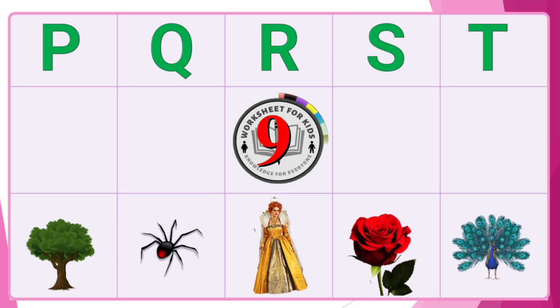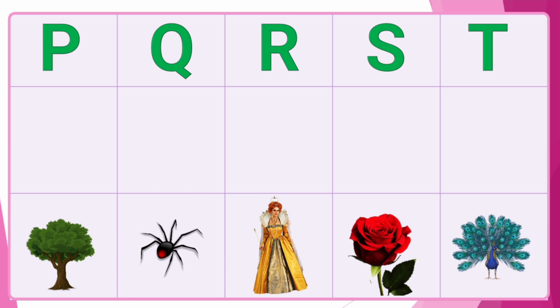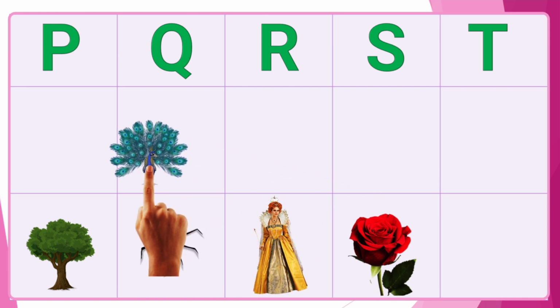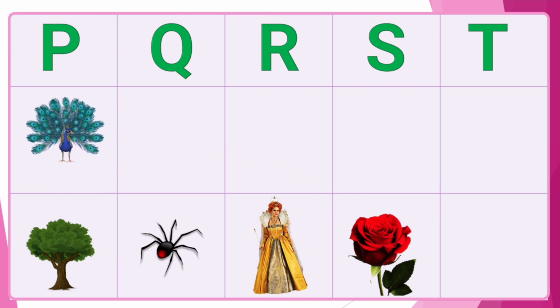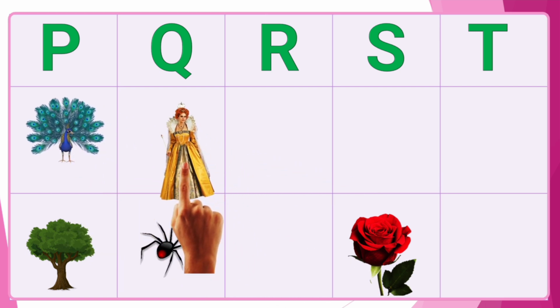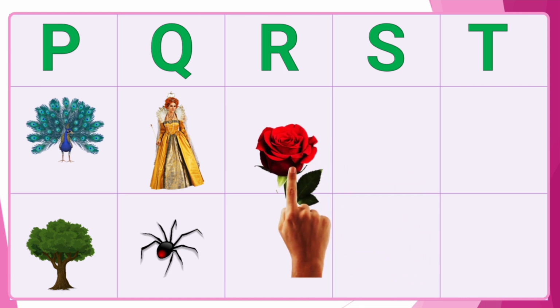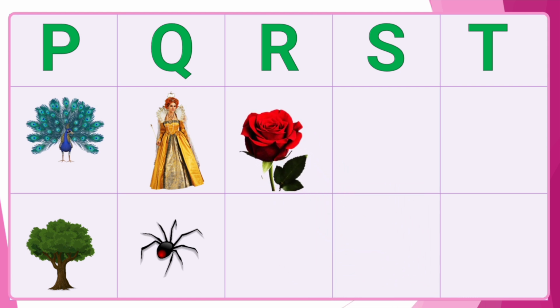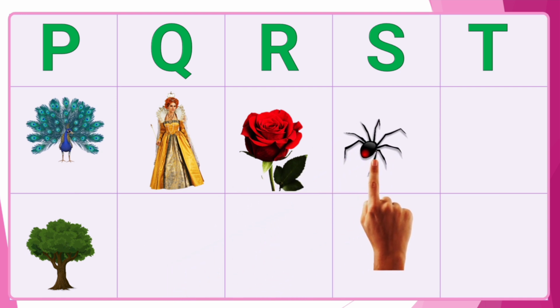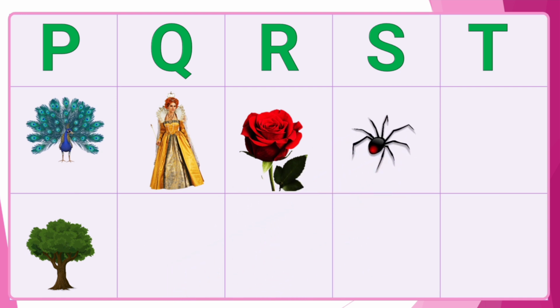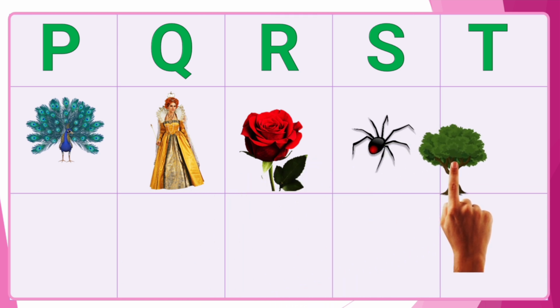10, 9, 8, 7, 6, 5, 4, 3, 2, 1, 0. P for peacock. Q for queen. R for rose. S for spider. T for tree.